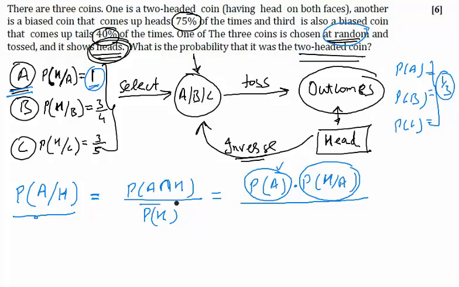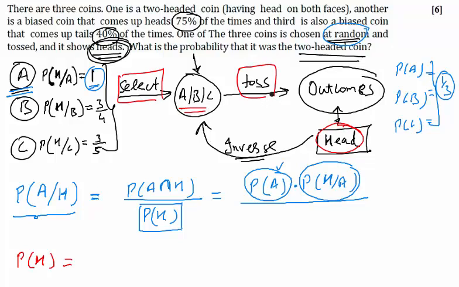But now we come to the denominator. We have to find probability of heads, right? But we cannot directly find the head because it is the outcome. Before I get the outcome, I have to first select a coin and only then I can toss, right? So everything is happening in a step by step process. So head can occur in three different ways. Either I can select the A coin and then I will get head, or I will select the B coin and then I will get head, or I will select the C coin and then I will get head, right? So how to write this?